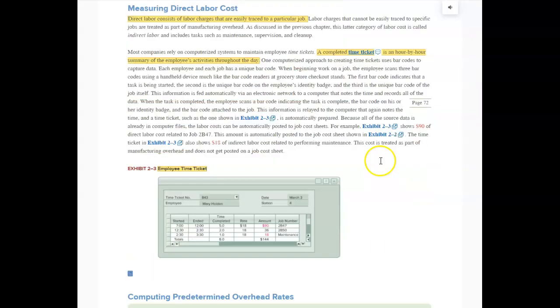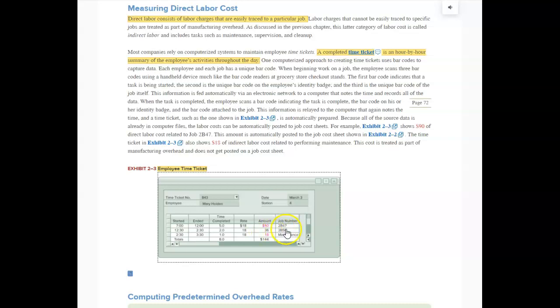Now, direct labor. As you know, direct labor means those labor costs or labor charges that can be easily traced to a particular job. So in this case, we have a time ticket completed by an employee. And so here's this employee's time ticket. And we can see that they worked from 7 to 12, 5 hours, and we charge a rate of $18 per hour to a job when this person works on it. And so that adds up to $90. So 5 times 18, $90. And this person worked on the same job we were talking about on the job cost sheet, job 2B47.